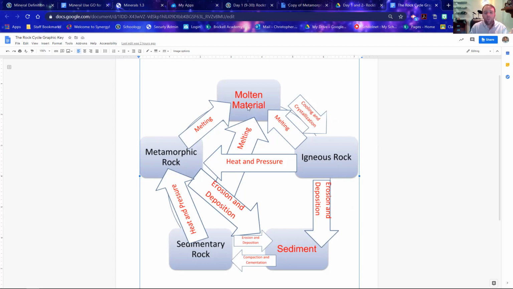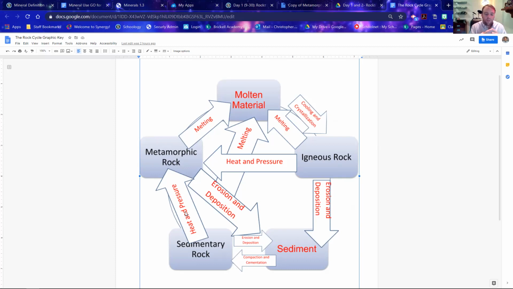And so she melts into molten material. And let's say that Carla was then spit out of a volcano very rapidly, and so she cooled and crystallized into a new igneous rock. This igneous rock was then eroded and deposited as sediment that was subjected to compaction, cementation, and eventually heat and pressure. She becomes a metamorphic rock, and so on and so on and so on. So this is one of those stories that just really never ends.